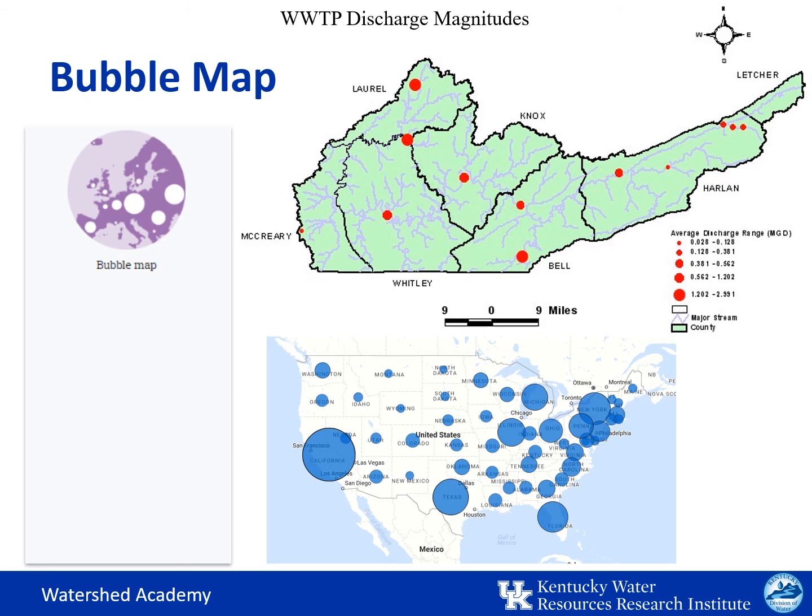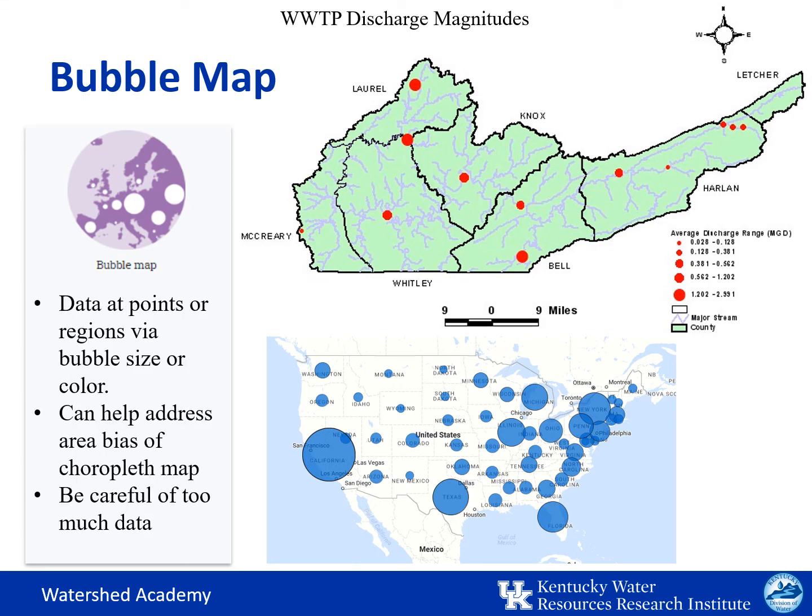An alternative is a bubble map. Bubble maps take data at points or regions, and they use either the bubble size or color to show the magnitude of the concentration, for instance, or as the top map shows, the average discharge range of wastewater treatment plants. So you can see the size of the dot indicates the amount of the discharge. But you can use the color the same way. This can help address some of the bias of a choropleth map, but be careful of having too much data.